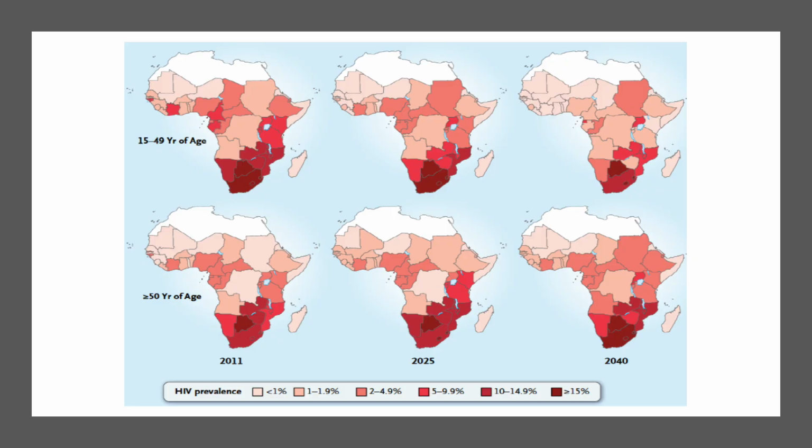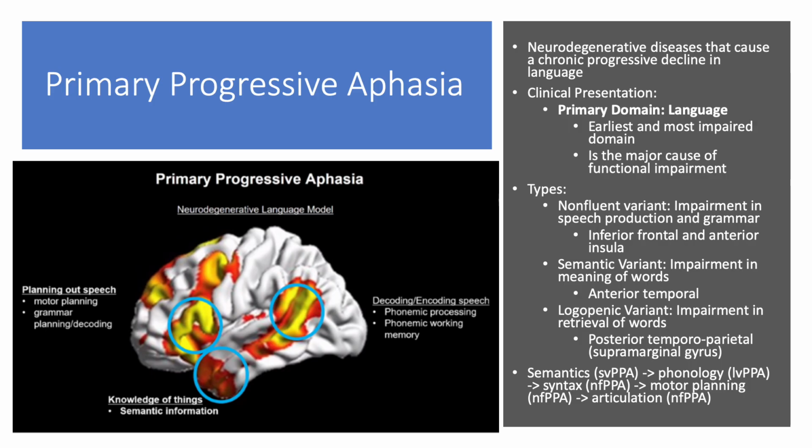This graph just really shows the prevalence rates of HIV in different aspects of the continent of Africa, looking at the different age groups. This obviously is a slightly old slide, but with the advent of antiretrovirals, this has changed quite significantly and will continue to do so over time. So we are getting there.